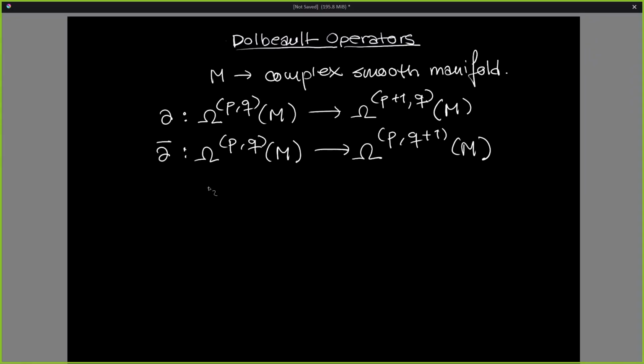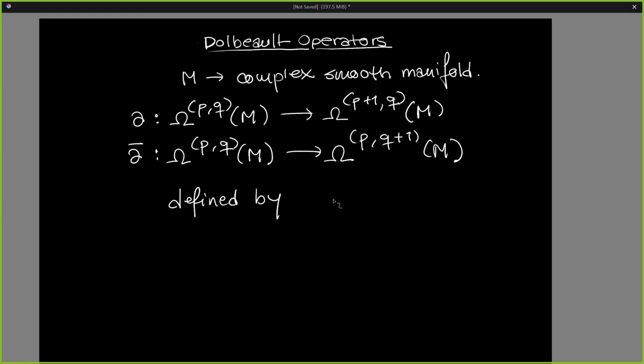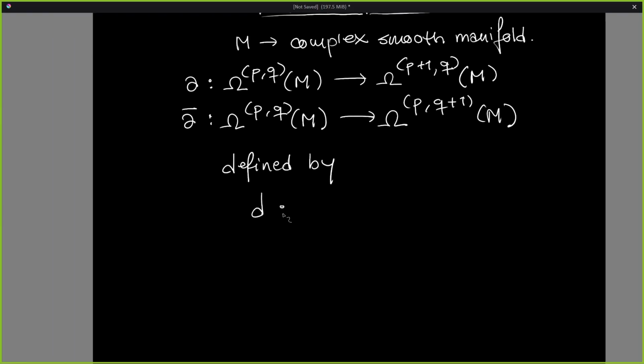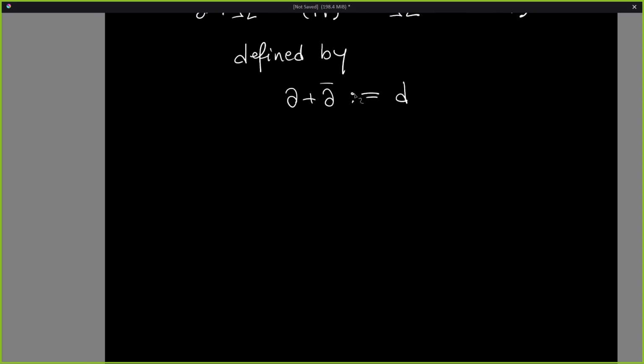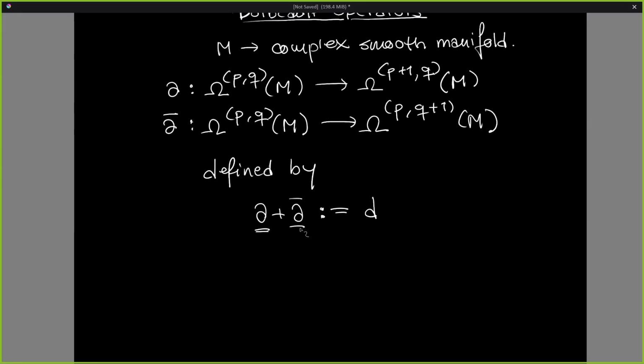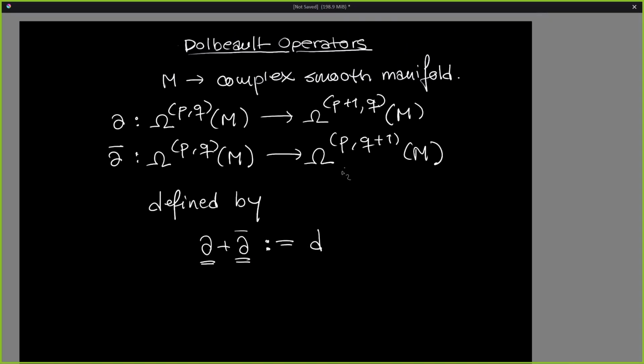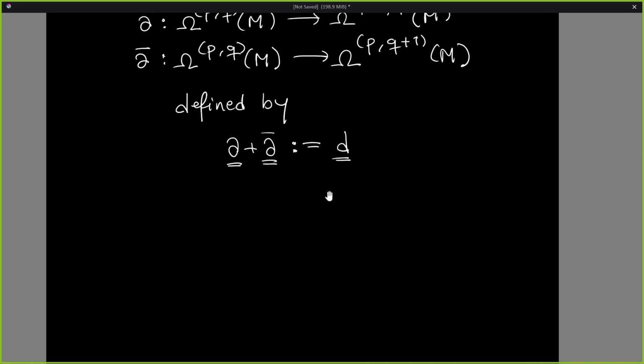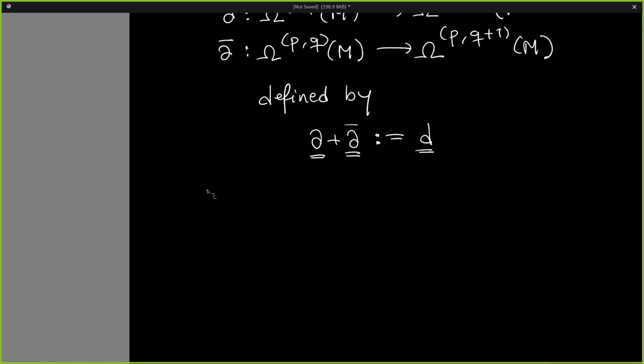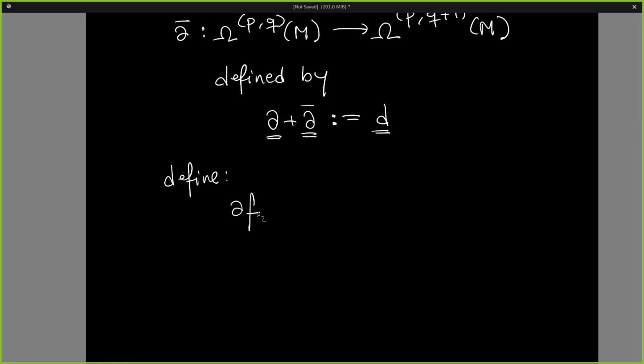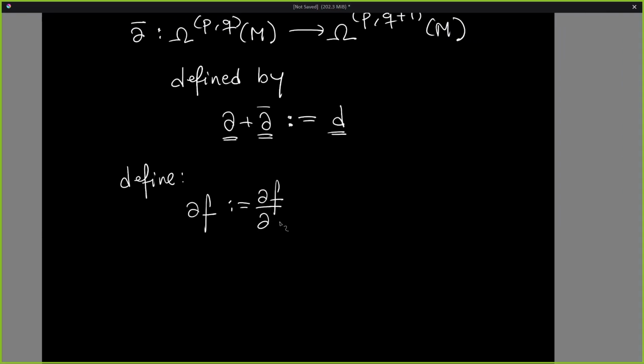They're defined by, we've already defined the exterior derivative at this point, so we can just say that they're defined by the fact that partial plus partial bar has to equal d. And since they operate on two different spaces, there's only one thing for each of these to do, which is to give the two parts of d acting on a complex manifold. We also have to define the Dolbeault operator on f, which is partial f.